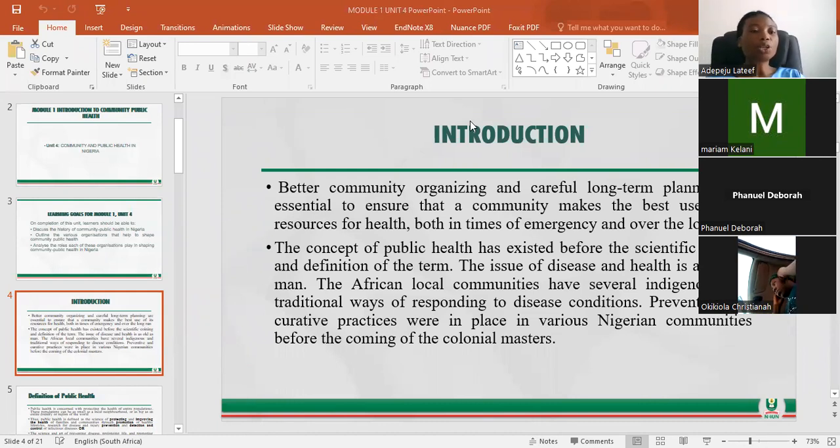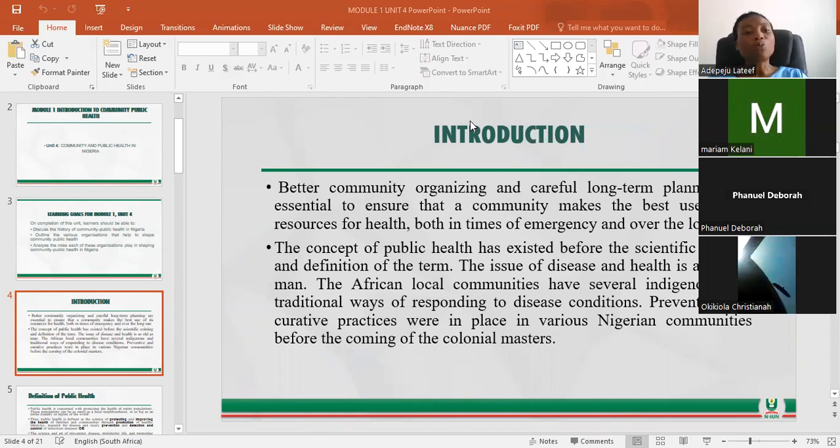So we know that the community plays an important role based on the resources that they have for health, and also in terms of emergency when it comes to an epidemic. The community plays a vital role in organizing the community members to see how they can prevent further problems or the spreading of a certain problem. And we understand that the concept of public health has also existed even before scientists coined the name public health.